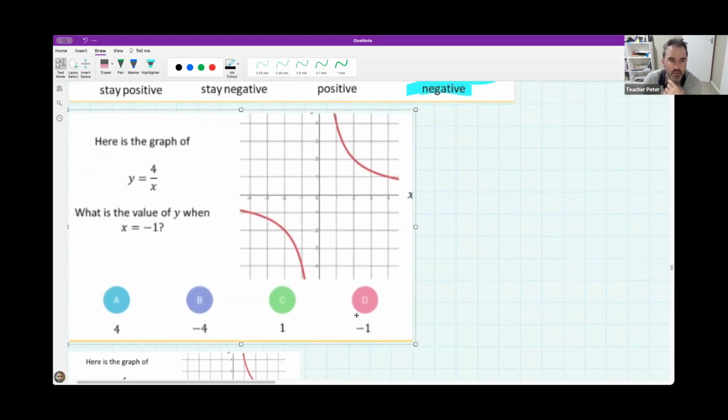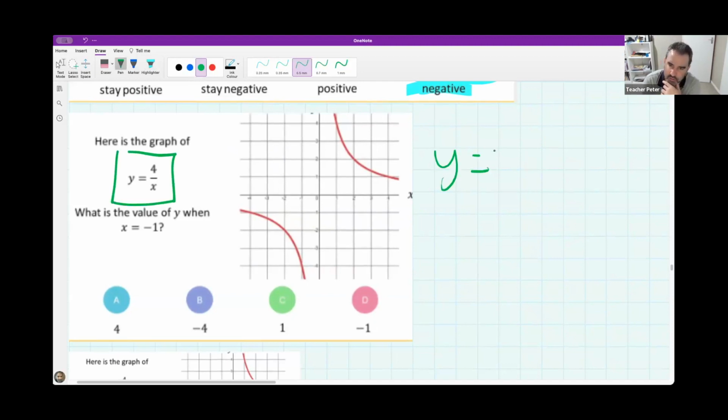Okay, here is the graph of y equals 4 over x. What is the value when x is equal to -1?